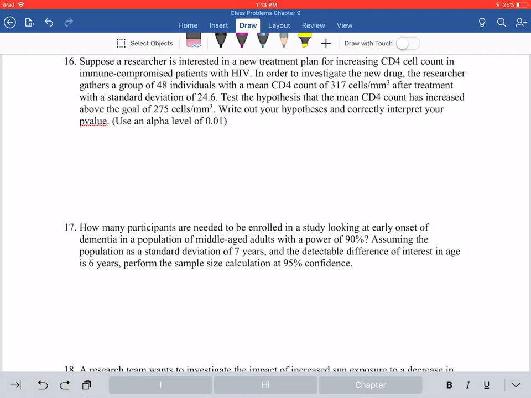So first thing, after reading a question, always figure out what you have. What we have here is a group of researchers who are looking at HIV immunocompromised individuals and a new drug. They gathered a group of 48 individuals with a mean CD4 count of 317. Since this is our sample, they took a group of 48 people, so n equals 48, and their mean CD4 count was 317. We know that's our x-bar, right? That's not from a population, it's from a sample, so x-bar equals 317, and we have a standard deviation of 24.6.